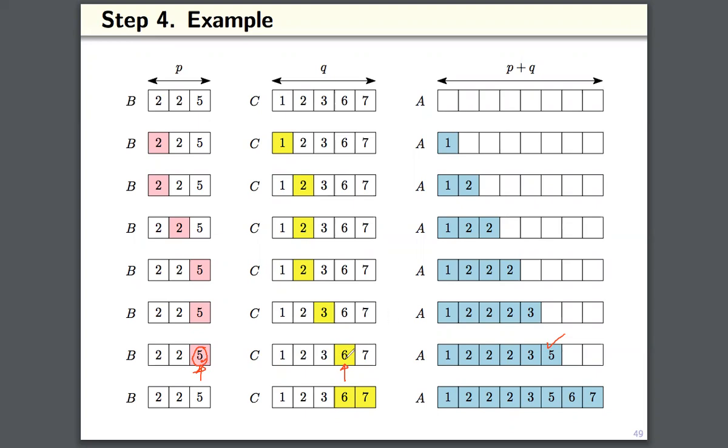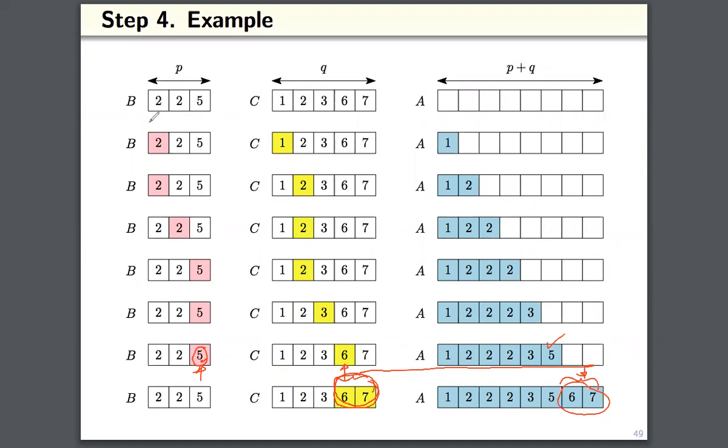Then what is the meaning of that? That means all the remaining elements of C can directly be copied here. If I reaches the end before J does, copy all the remaining elements of C to A. If J reaches the end of C before I does, then copy all the elements of B to A. So does this make sense?